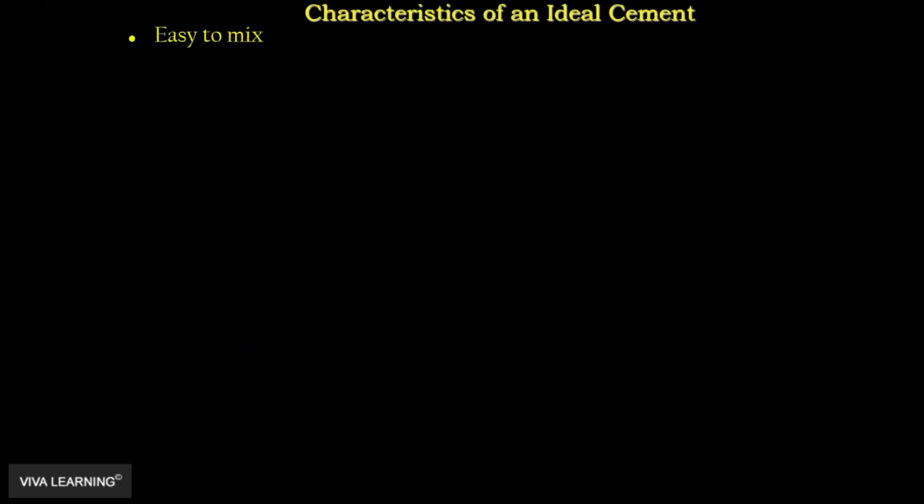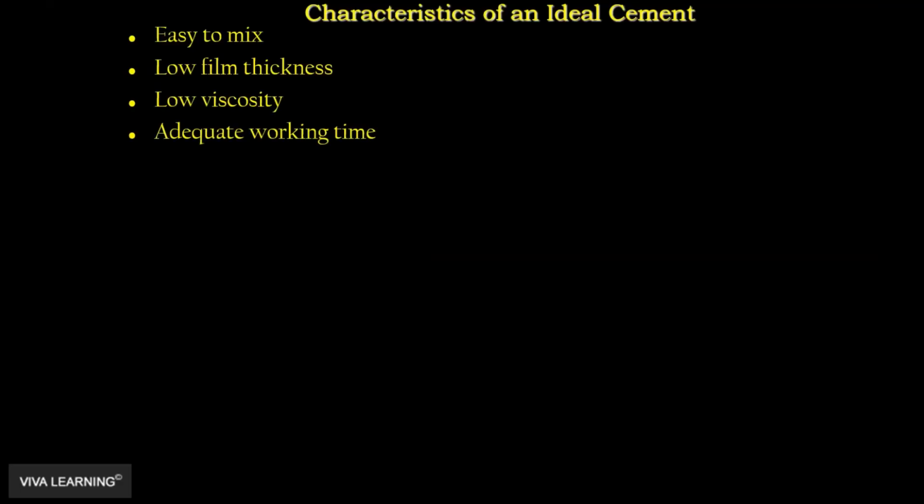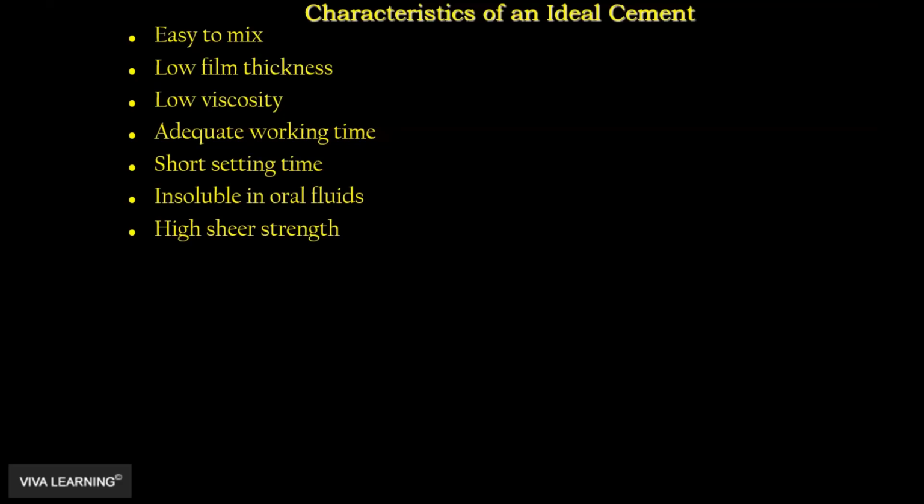So what do we want in an ideal cement? Easy to mix, low film thickness, low viscosity, adequate. This is all pretty straightforward and standard, and most of them have this. When we are asked to evaluate products, we're asked all of these things. How easy was it to mix? How is the film thickness? How is the viscosity? So we answer all those questions in our evaluations. Do you have adequate working time? Is it a short setting time? Because you want the working time, but you don't want it to take too long unless it's a resin cement and you're using a flash cure technique, which I'll talk about in just a minute.